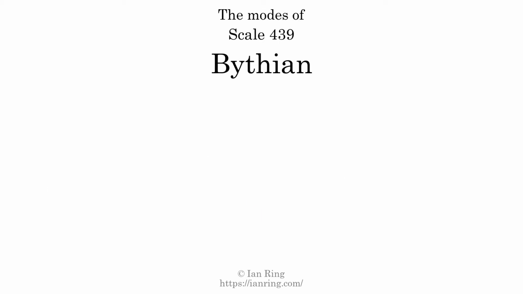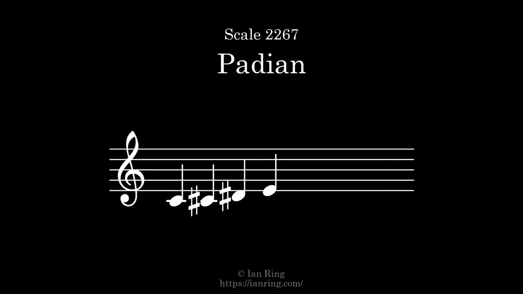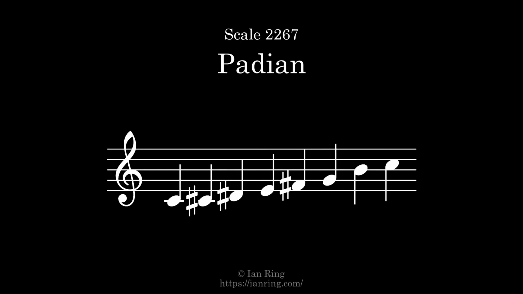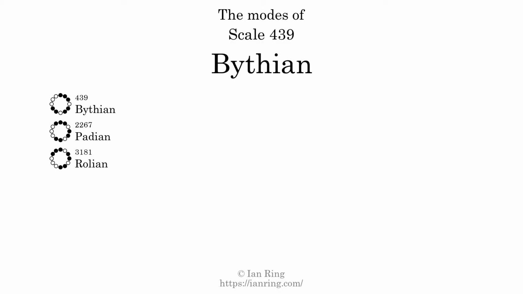This scale has 7 modes. The first mode is itself. The second mode is scale 2267, also known as Bythian. It sounds like this. The third mode is scale 3181, also known as Iolathian. It sounds like this.